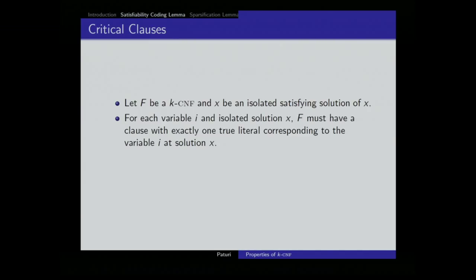If there were no critical clause for a variable and you were to flip that variable, the formula must become false, and the only way it can become false is if there exists a clause where the corresponding literal is solely true. So we first make this simple observation: there must be at least one critical clause for each variable at a satisfying assignment which is isolated.